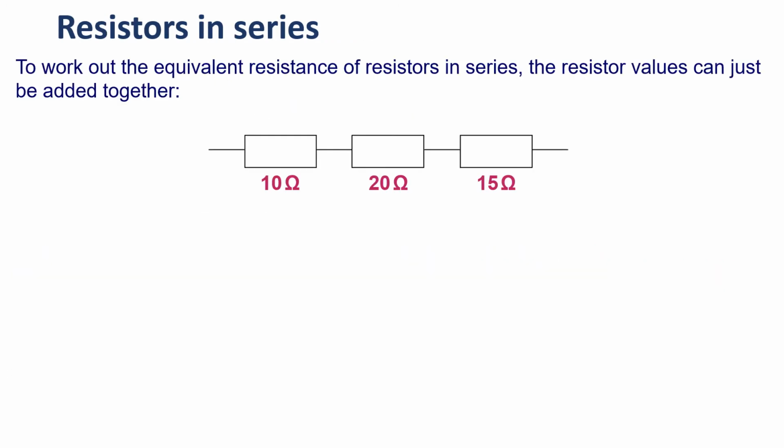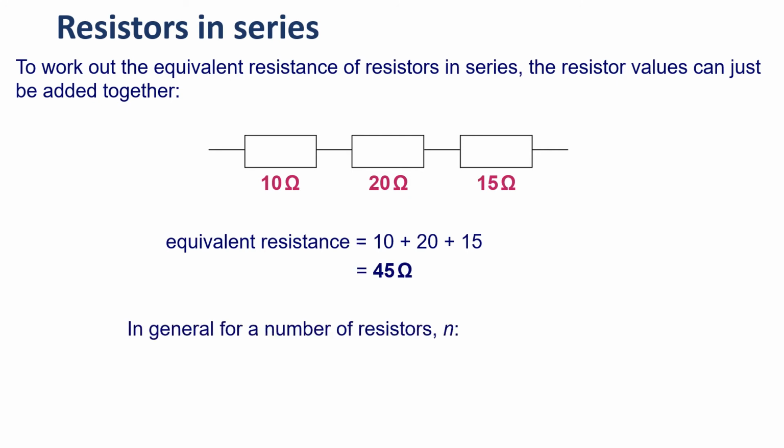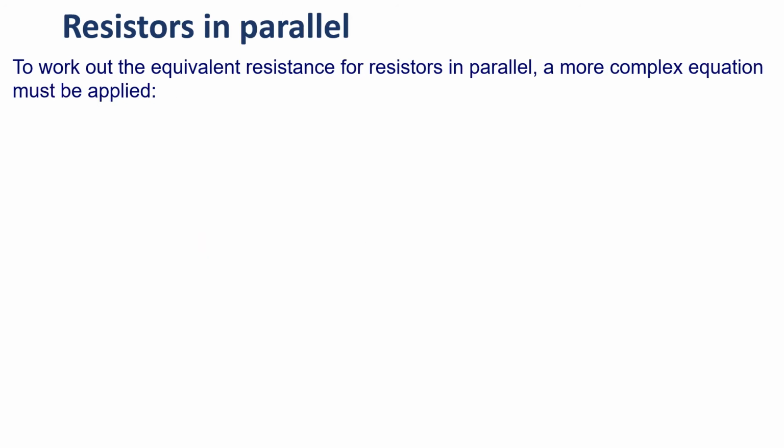How you do it is you get all the ones in series. It's quite simple. You just add them together. So if you had a 10, 20 and 15, add them together to get 45. For a general number of resistors, you can just use this formula, just adding them together. Very, very simple.